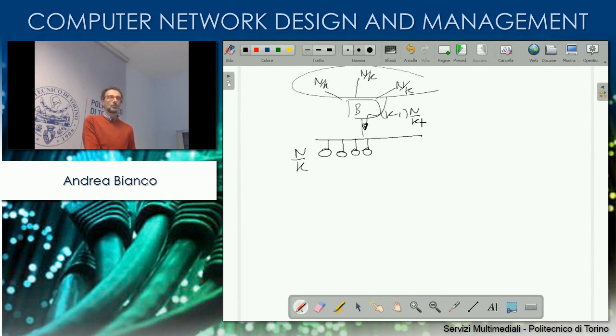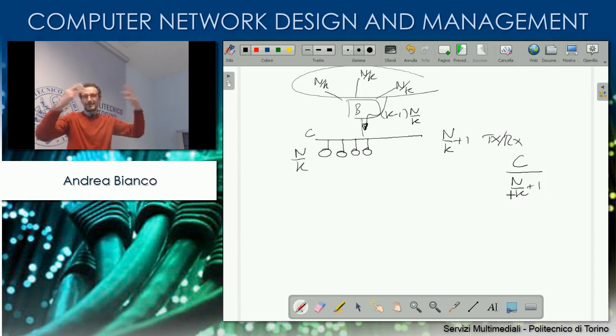Now, those 3/4 of the users have exactly the same access opportunity when transmitting on this link as any of the other single nodes. On this LAN, you have N over K plus 1 transmitters and receivers, correct? And they are fairly sharing this capacity C. So each of those users here gets C divided by N over K plus 1. Correct? If the protocol is ideal, etc.